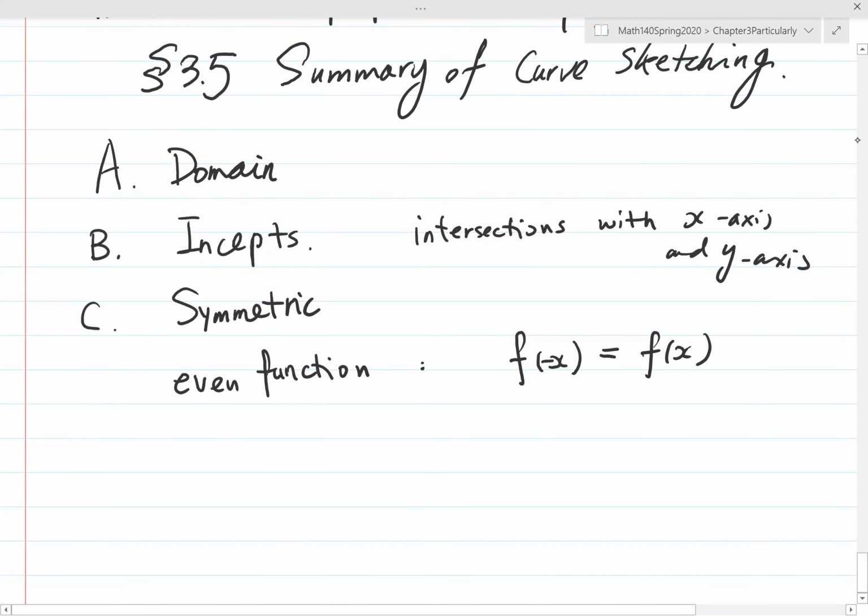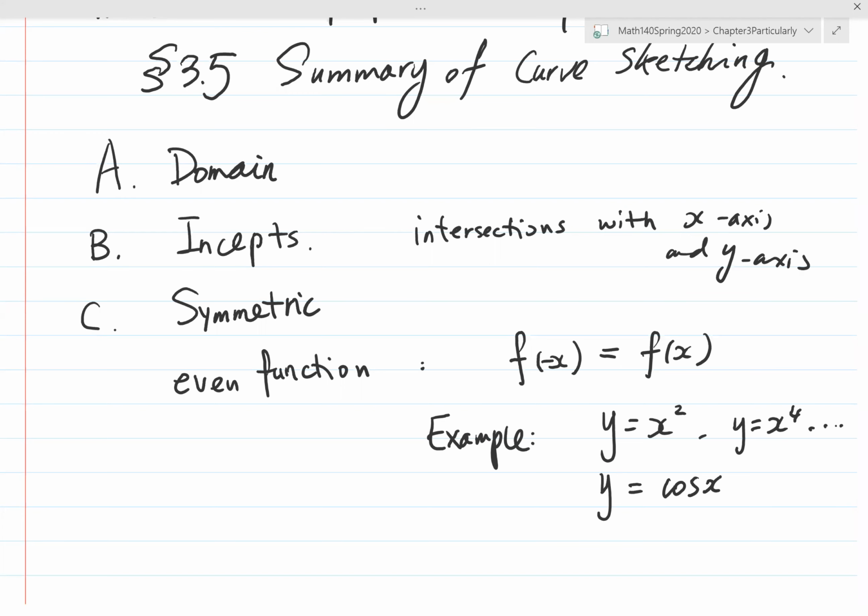So what are examples of even functions? Anyone know any examples? Even functions, we have a lot of examples. For instance, y equals x squared, y equals x power 4, as long as we have even powers. For instance, we have cosine x. Cosine x is even.